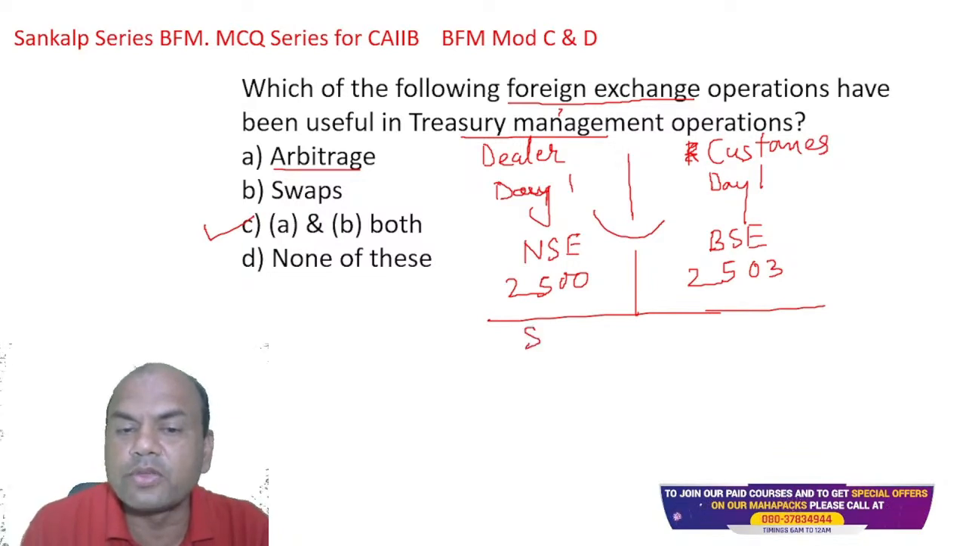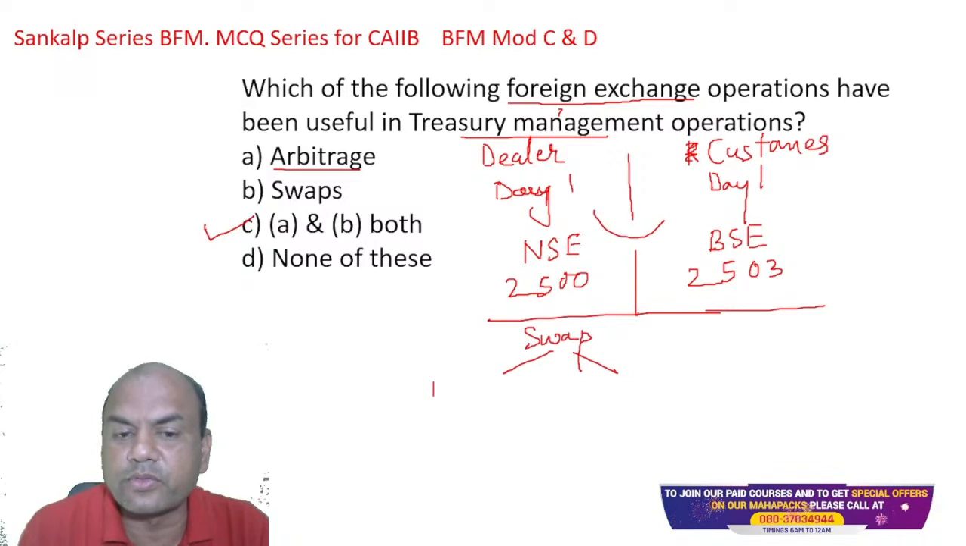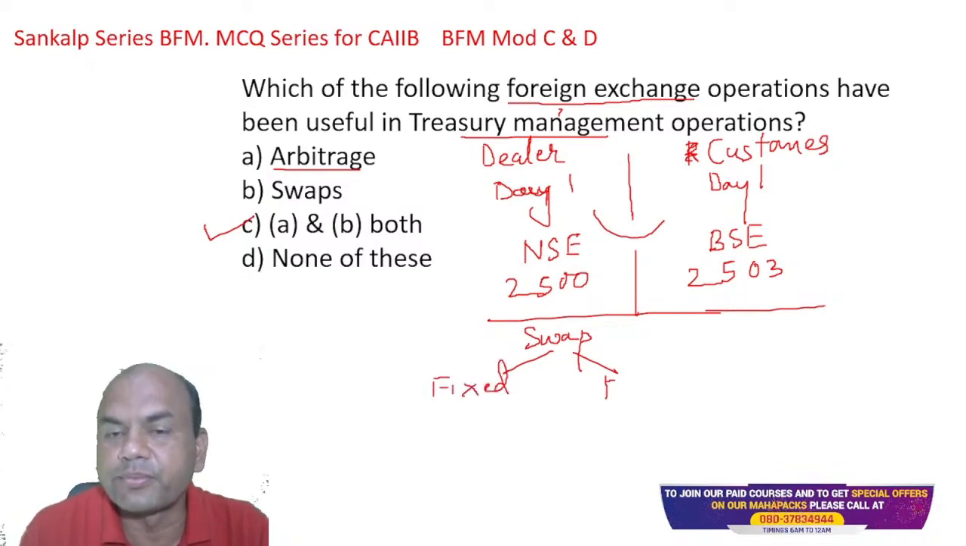In a swap, there is always one leg which is fixed and the other leg that is floating. One leg is fixed, the other leg is floating.